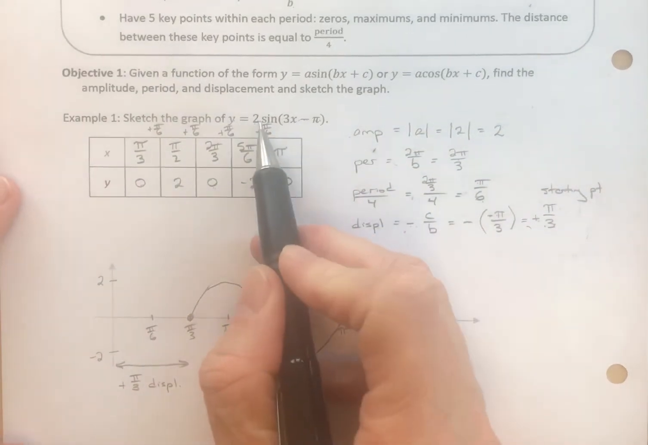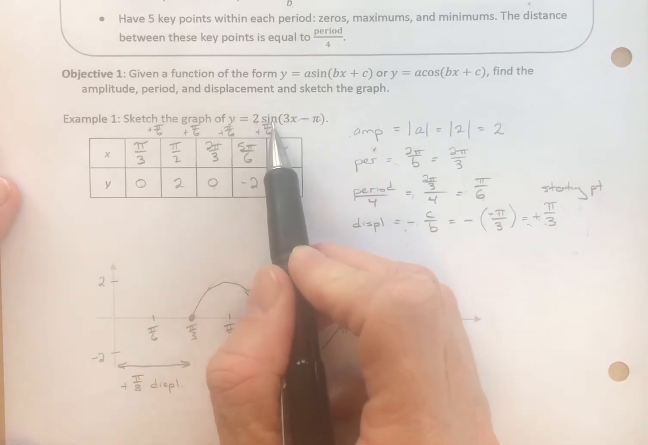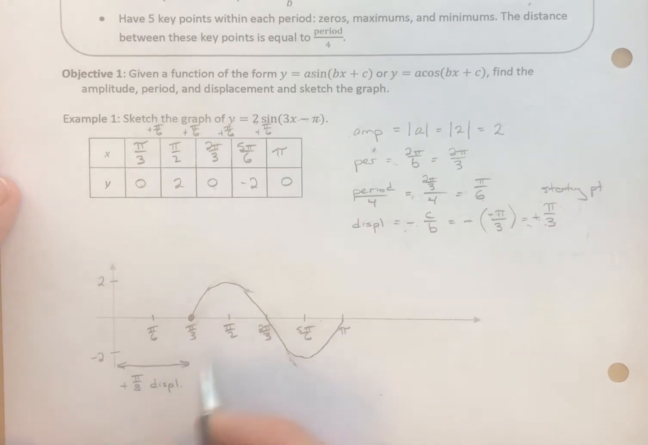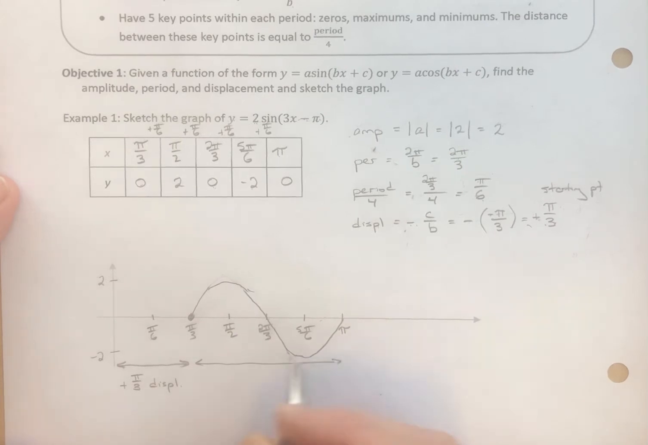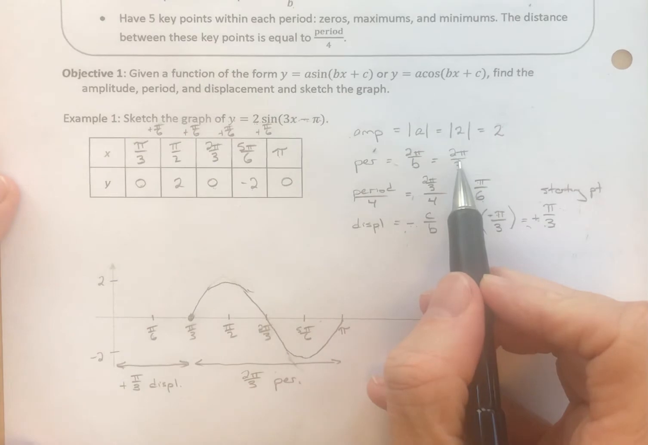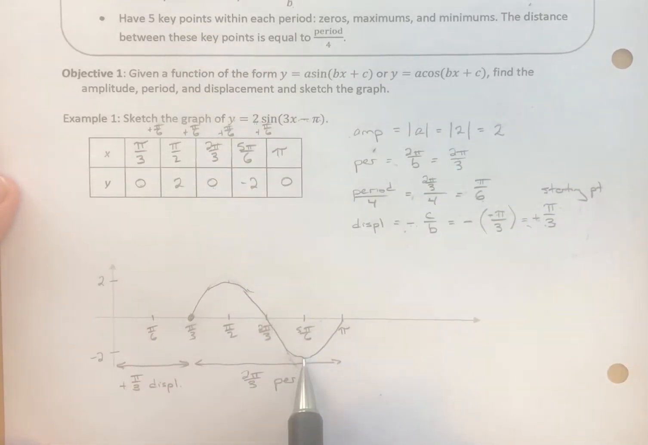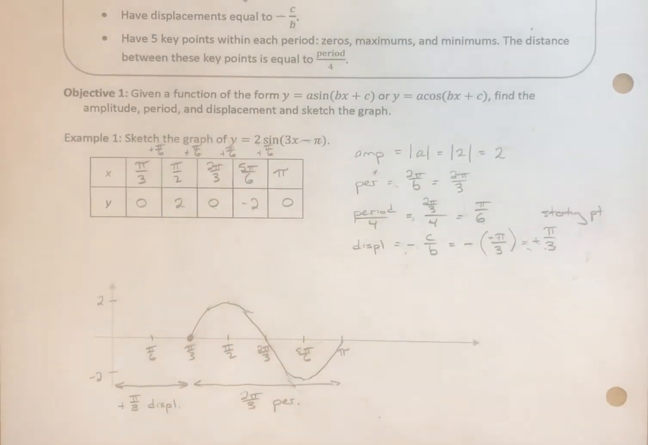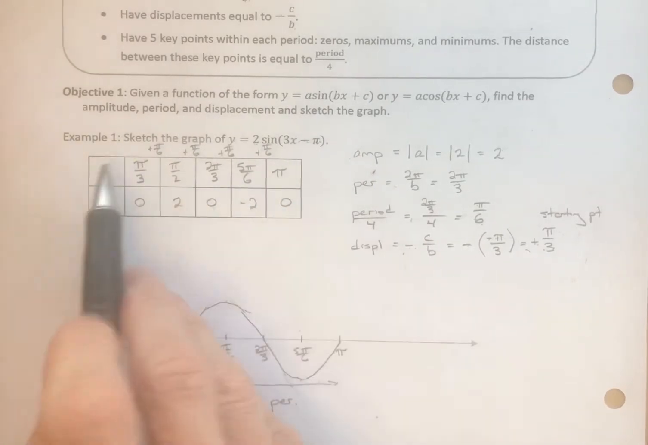period of this function, 2 times the sine of 3x minus pi. Now, we displaced it from here. So in this case, this is the period from here to here. And again, pi minus pi over 3 is equal to 2 pi over 3, which is the period which we got right here. Amplitude of 2, so we got 2 and negative 2, etc. So there's what we're looking for. Let's take a look at this in Desmos, and we're going to check off these points right here.